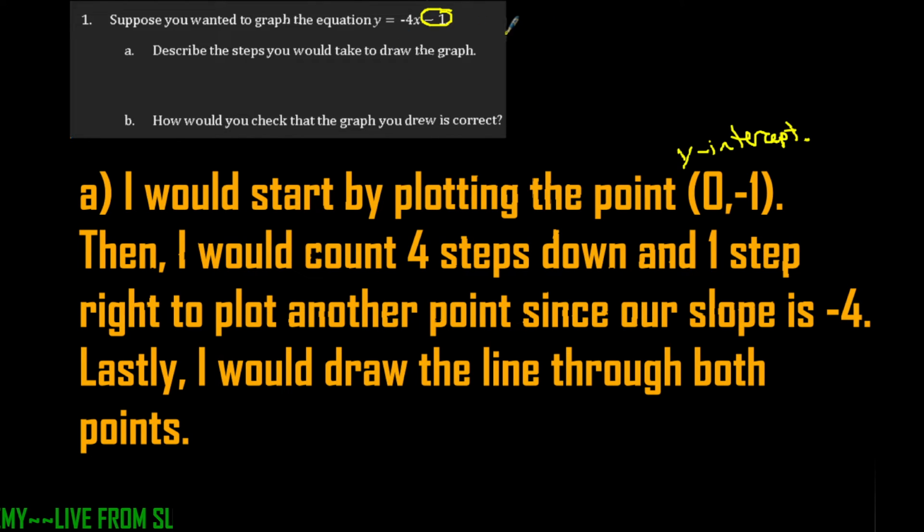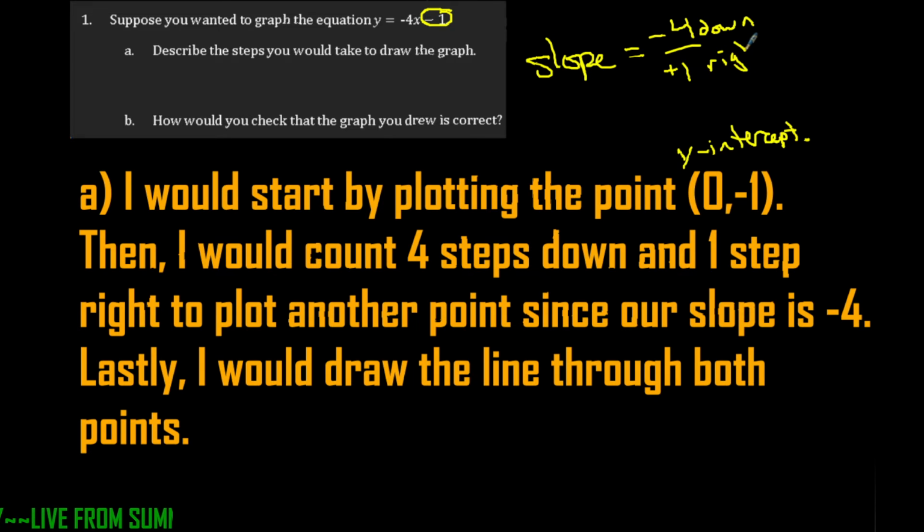So when you're talking about your slope, it is -4 over +1, so that's just 4 down and 1 right. So make sure you can go from your equation. See how it has -4 in front? I can go from my equation to my graph. Then once I plot that next point, I would draw the line that goes through both points and label it. So those would be the steps that I do for that part A.